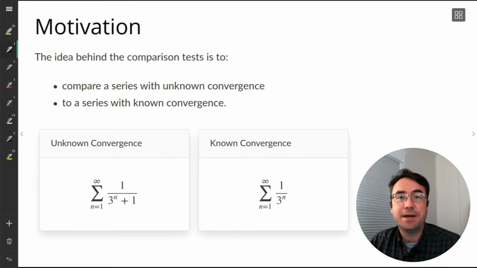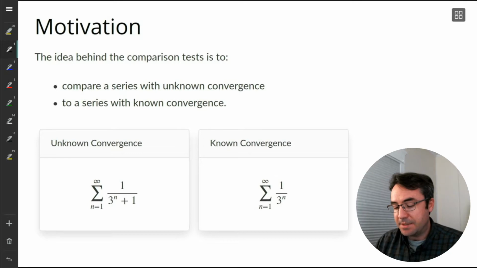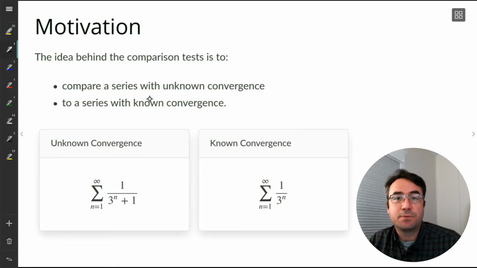And the motivation behind it, we're actually going to see two comparison tests. There's the comparison test we look at today, and then there's another one which we call the limit comparison test. Essentially the idea behind both of these is that we compare a series which we don't know whether it converges or diverges, so a series with unknown convergence, to a series that we actually do know. So here in this little example, we have this series formed from 1 over 3 to the n plus 1. We don't know if it converges or diverges.